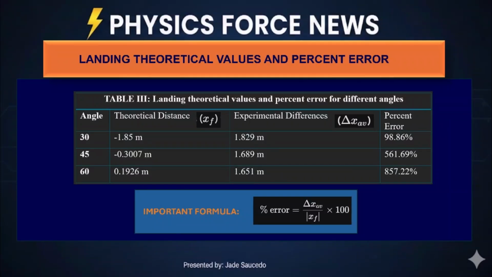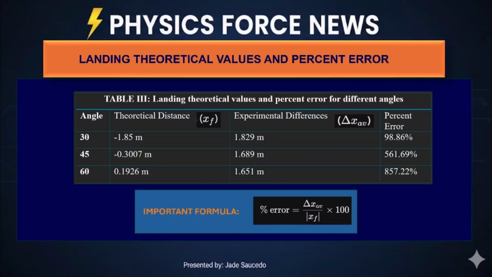Now we will be moving into the percent error. Finally, we compared our perfect match to the actual marks on the carbon paper. We calculated the percent error by taking the experimental difference and dividing it by our theoretical distance. Our errors were quite high, ranging from 98% for 30 degrees to over 800% for 60 degrees.